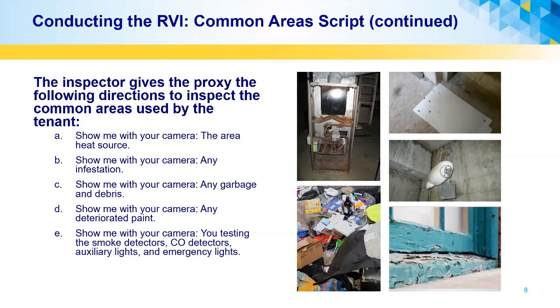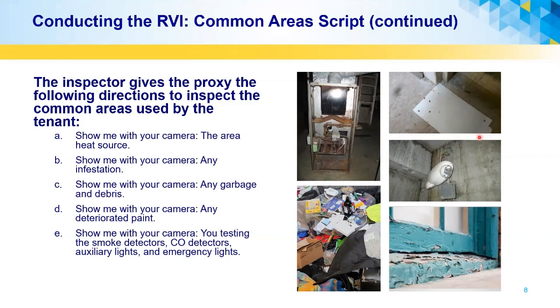Now we can see from the slides, we have a furnace that has a missing cover on it. So that would be a 24-hour life-threatening health and safety. On the top right-hand side, we're looking at a glue trap, and it has little dots on it. Those little dots are actually bed bugs that were in the unit. So that's an example of infestation.